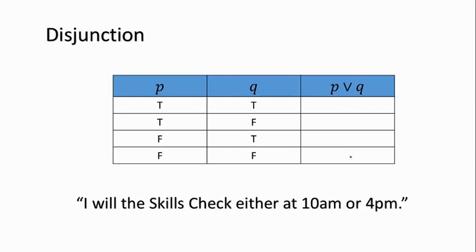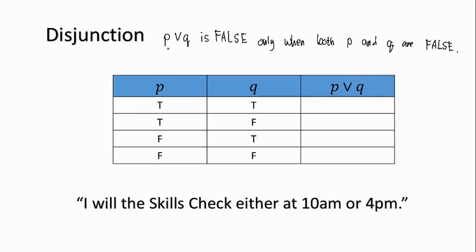Now, for the disjunction P or Q, by definition, P or Q is false only when both P and Q are false. So this compound statement P or Q is false only when both P and Q are false, as in the case of the statement given below.